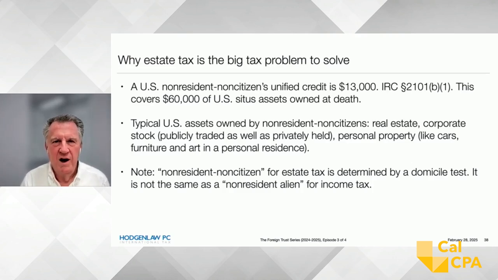But the point is, when a non-resident, non-citizen, non-domiciled individual owns US assets and falls over dead, the unified credit amount is only $13,000, which protects $60,060 of US situs assets owned at death from the estate tax. So everything above that number is going to be subject to U.S. estate tax. So as compared to U.S. residents and U.S. citizens, where in round numbers, the way it's floating and who knows what will happen in Congress, around $14 million each will be tax-free at the time of death.